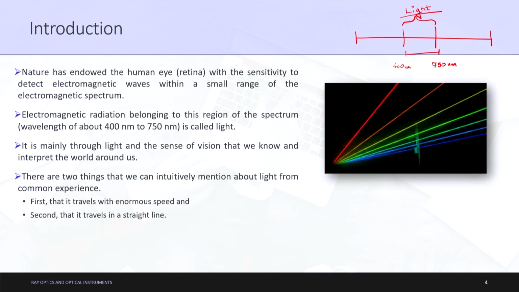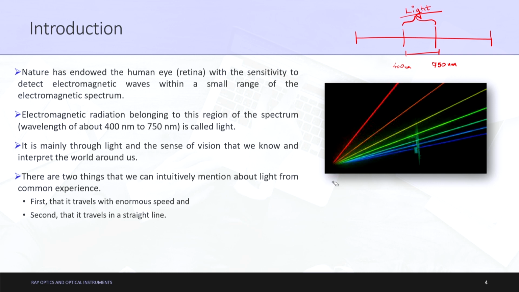Now there are first two things that we can intuitively mention about light from common experience, which you already studied in previous classes. What are those? The first is that it travels with an enormous speed. The speed of travel of light from one place to another is very fast, and second is that it travels in a straight line.